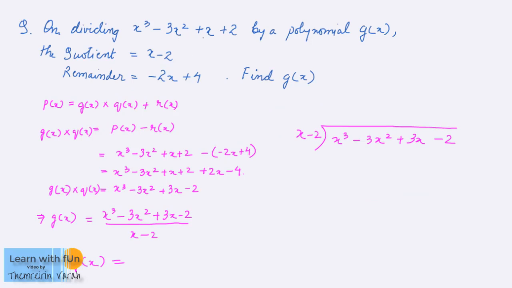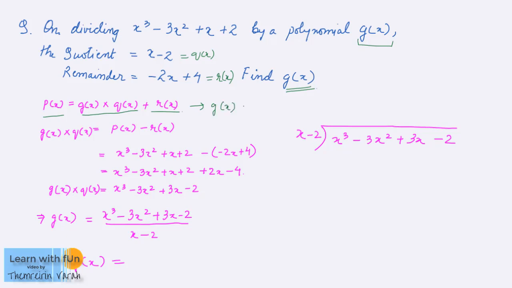Another question: on dividing x cube minus 3x square plus x plus 2 by a polynomial gx, the quotient is x minus 2 and the remainder is minus 2x plus 4. So x minus 2 is qx and minus 2x plus 4 is rx. So we know that px equals gx into qx plus rx.